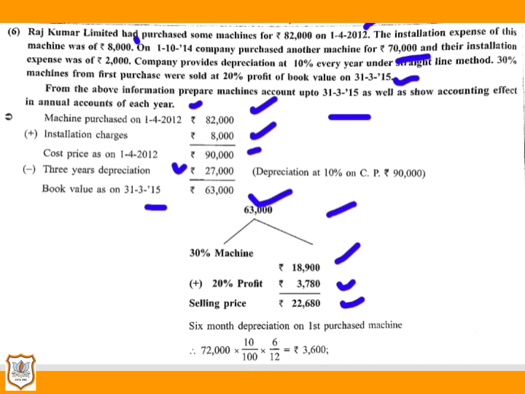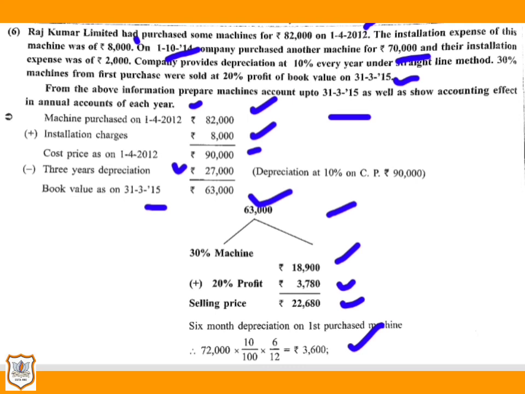Now here we will provide depreciation on the second purchased machine, that comes to 70,000 multiplied by 10 upon 100 multiplied by 6 upon 12, that comes to 3,600. Here we are charging depreciation for 6 months only for the second machine, as it is given in the question that this machine was purchased on 1st October 2014 in the accounting year that begins from 1st April 2014 and ends on 31st March 2015. So 6 months depreciation, that means we have utilized this machine for only 6 months, as we purchased it on 1st October. From 1st October 2014 to 31st March 2015, there are 6 months. So here we will provide depreciation on this machine for 6 months only.